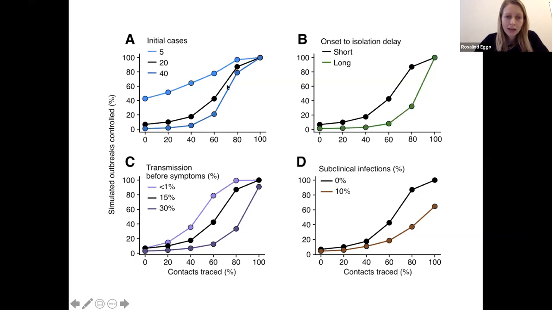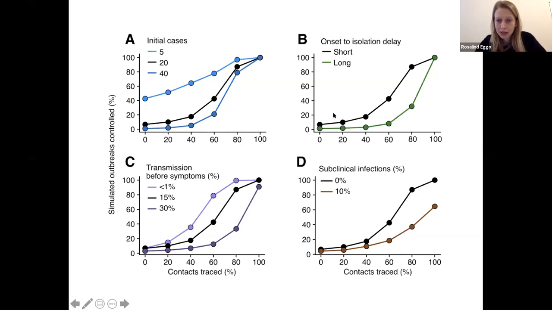Over here in A, we're changing the number of initial cases. And the message from this is that if you have fewer initial cases at the beginning that you have to trace, then it is more likely that in the model, you can achieve control within 3 months.